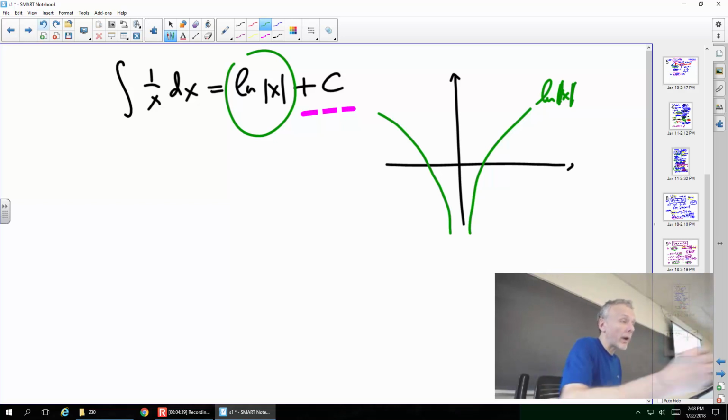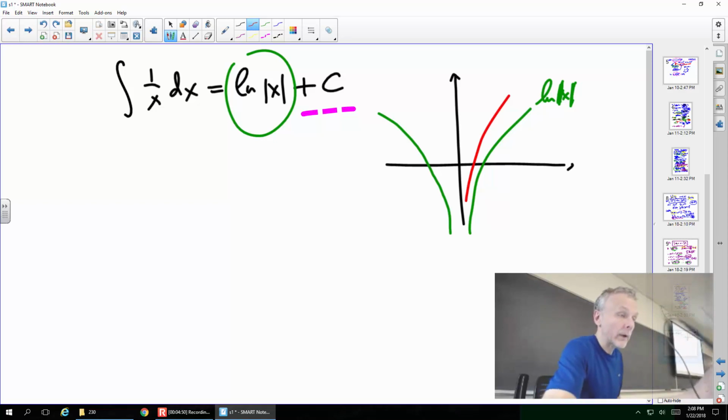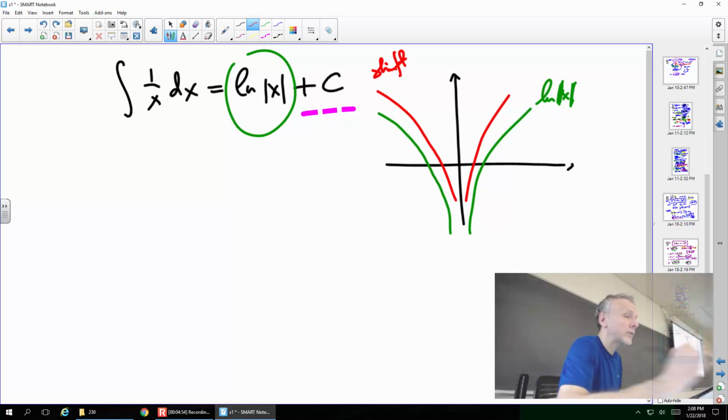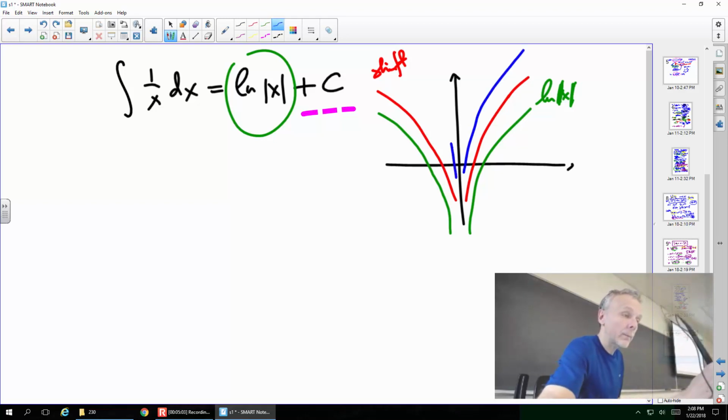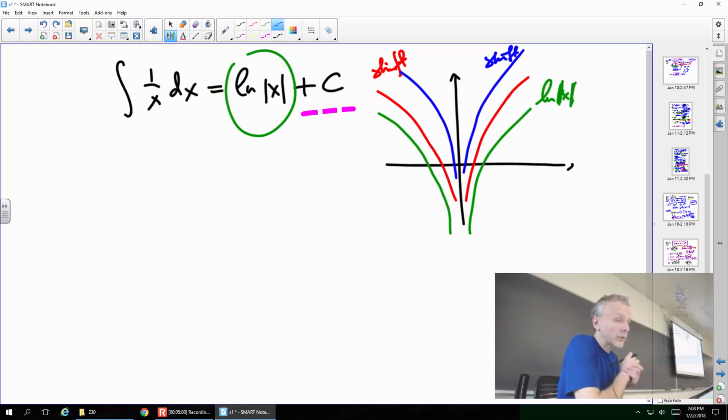There is nothing wrong with it, but if we now try to implement plus c, remember what plus c is simply: it is a shift of your function in the vertical direction. So this would be another one. This is a vertical shift of my function ln absolute value of x. And then I could shift some more, and I could have as many as I like, but they are all identical. Another shift.